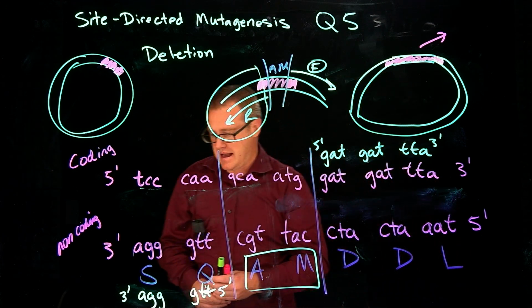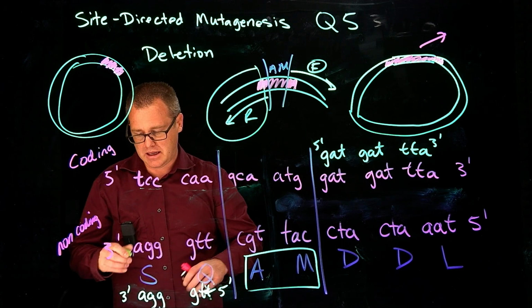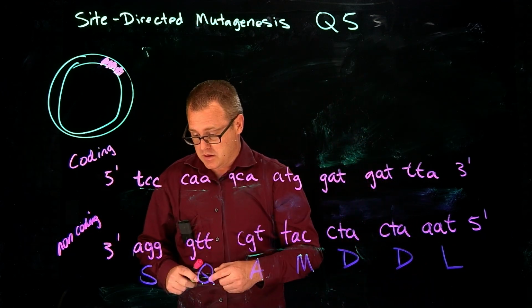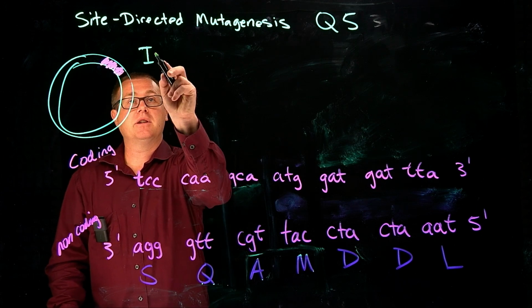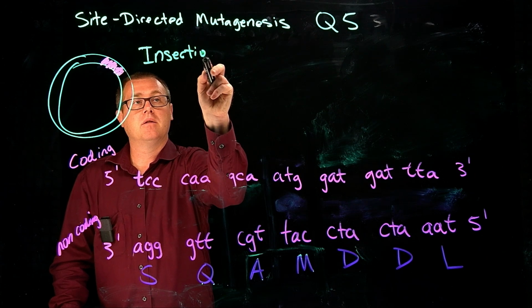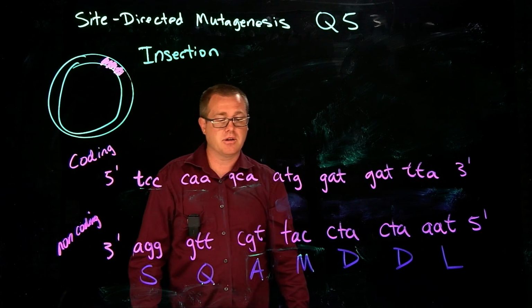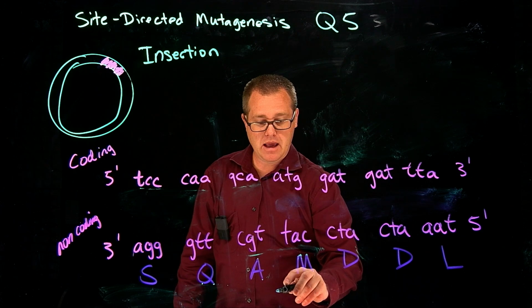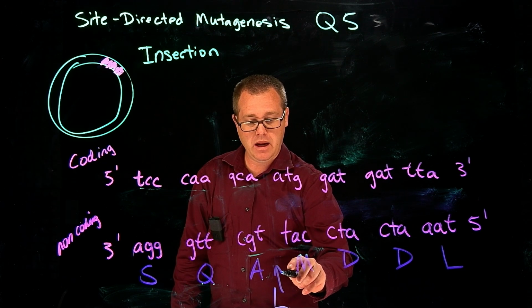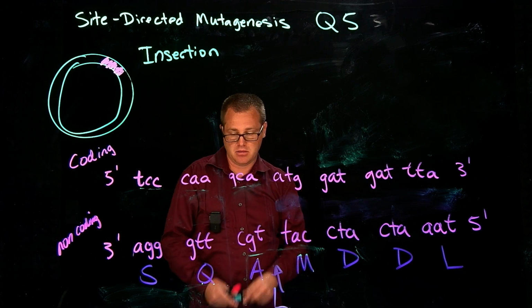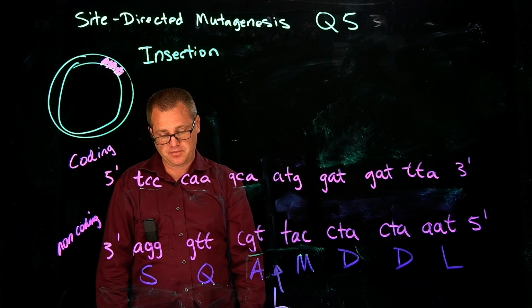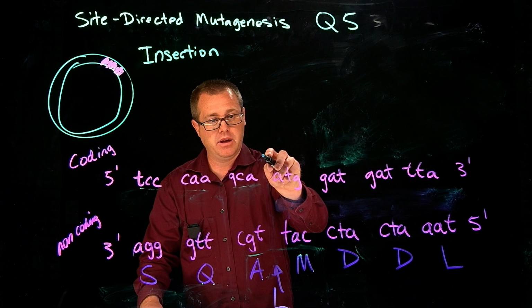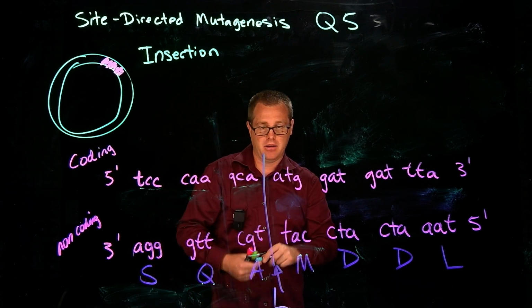So now the last one that I want to talk about would be the insertion. So let's take a look at an insertion version here. So an insertion here would be, hey, what if we wanted to put a leucine in between alanine and methionine? What if we want to make that happen? So at that insertion point, what you're going to do is draw your line right there.